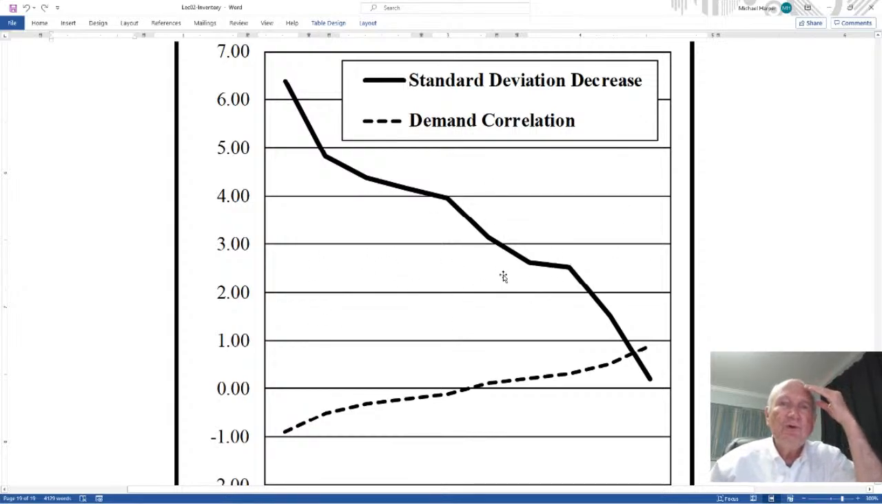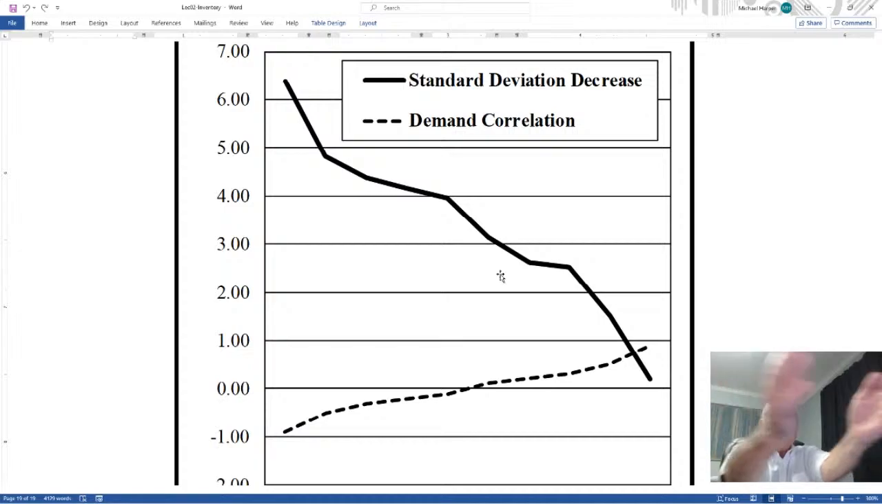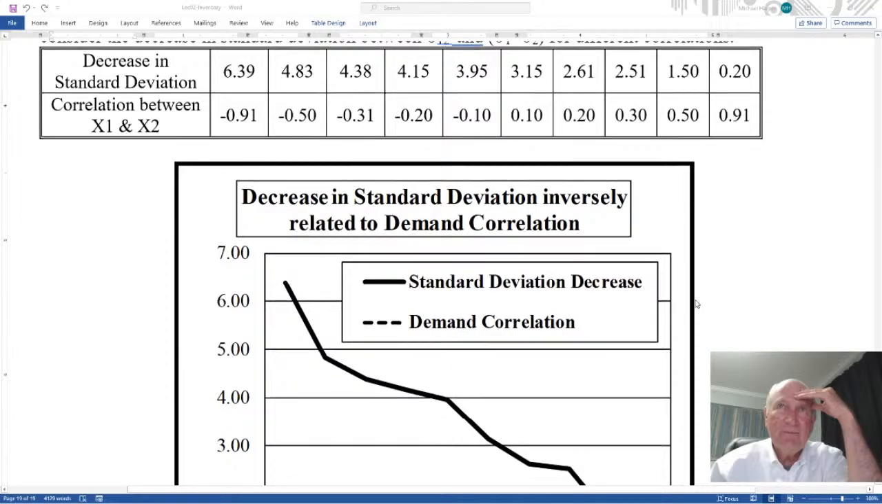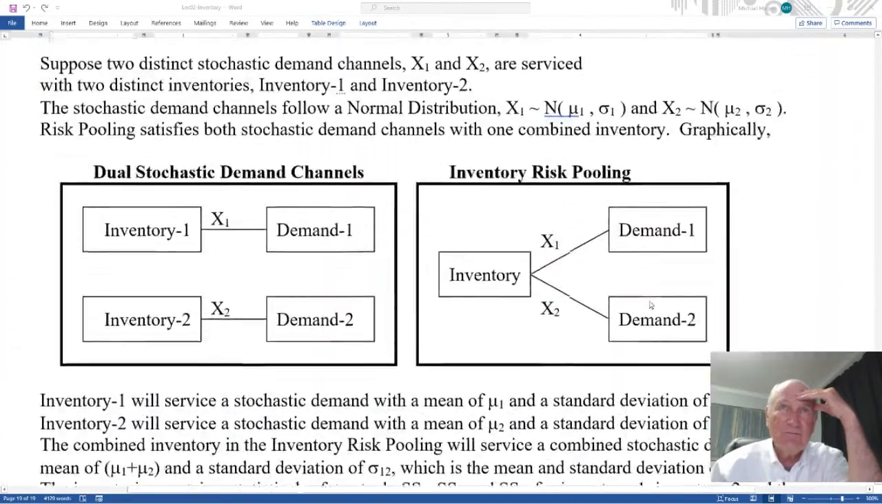So when do you do inventory risk pooling? When you can pool two different demand streams and the correlation is not one. If they're perfectly correlated, they're the same, there's no advantage of pooling. But if the correlation is different, if it's negatively correlated or different than one, as the correlation comes down from one, the savings go up. And so the less correlated they are, the greater the savings. And so that's what you need to remember. And that's the takeaway from risk pooling.